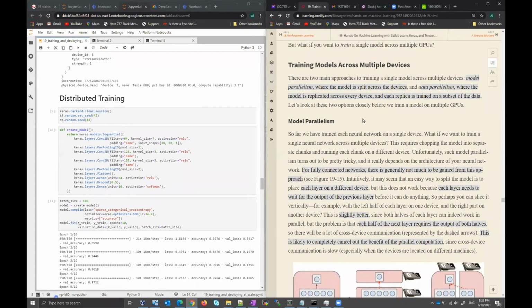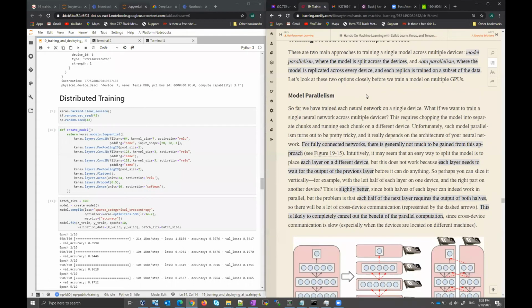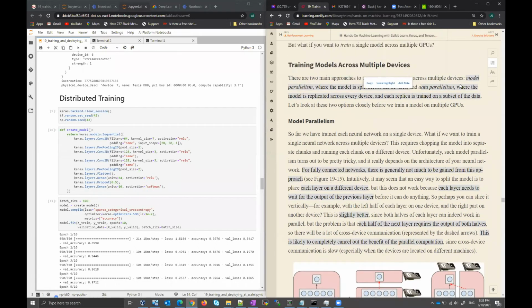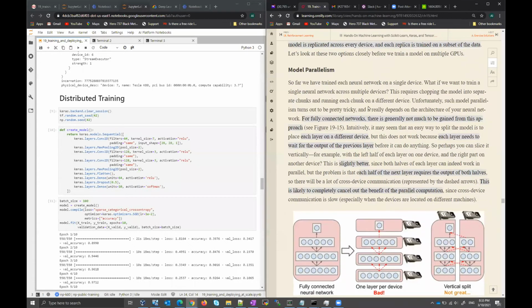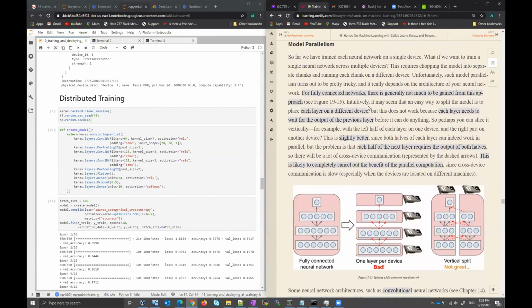So now we get to train our models across multiple devices, multiple GPUs, multiple servers. So for this we need to do parallelism, and there are two main ways, model parallelism and data parallelism. So for model parallelism, the first approach can be trying to put different layers on different GPU devices, for example.